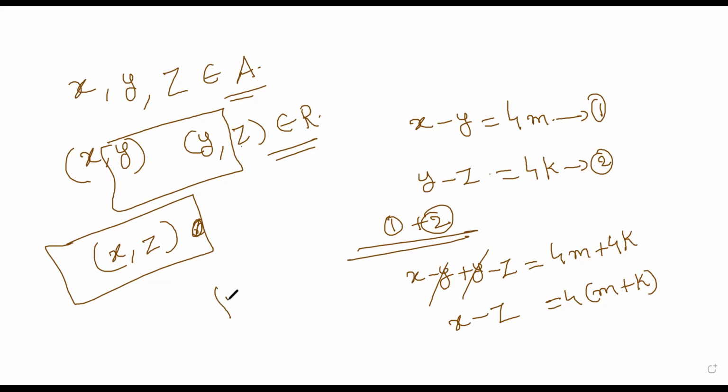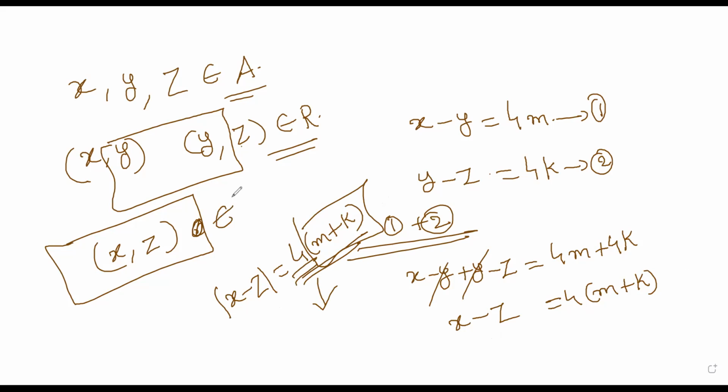So I can write mod of x minus z is equal to 4 times (m plus k). So it's a multiple of 4. Obviously, m plus k is some number, and it is multiplied by 4, which means it is occurring in the 4th table. So (x, z) belongs to R. So it is transitive. Reflexive relation. Shall we do one more time?